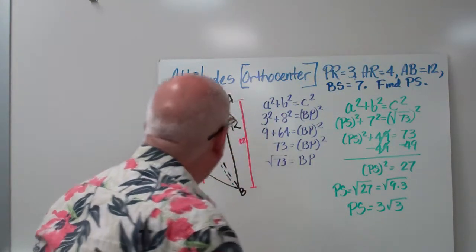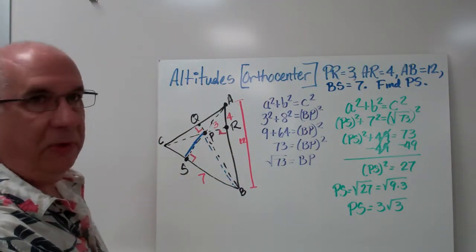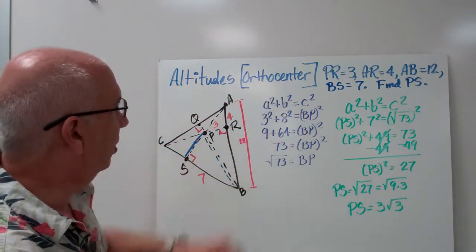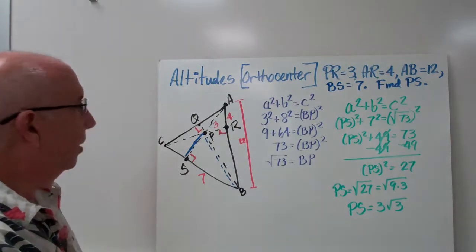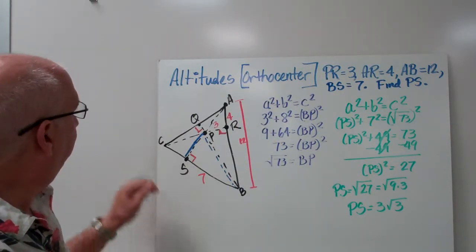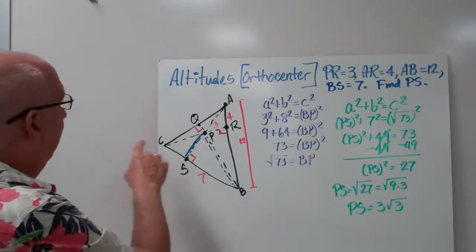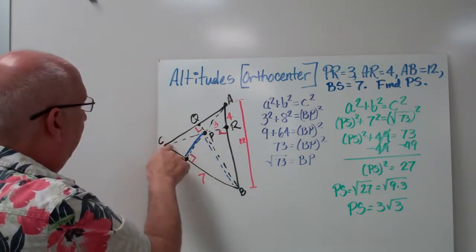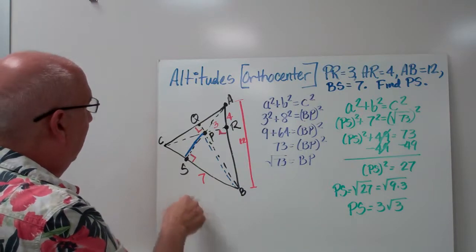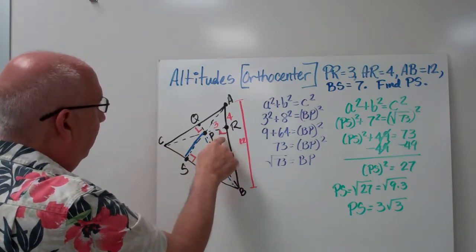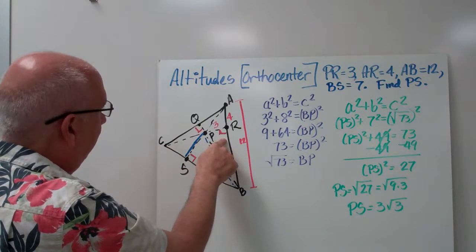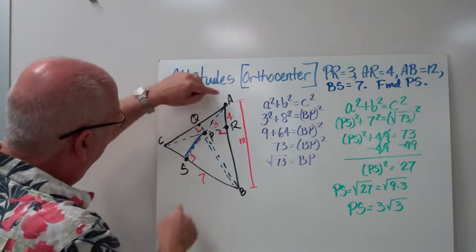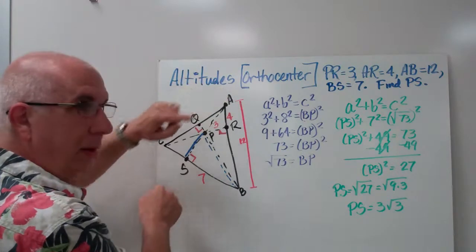The next point of concurrency is formed by finding the altitudes. This is called the orthocenter. Altitudes are nothing more than drawing a perpendicular from each vertex to the opposite side. So the distance from here to here forms a right angle. The distance from here to here forms a right angle at this point. And the distance from here to here forms a right angle at this point.